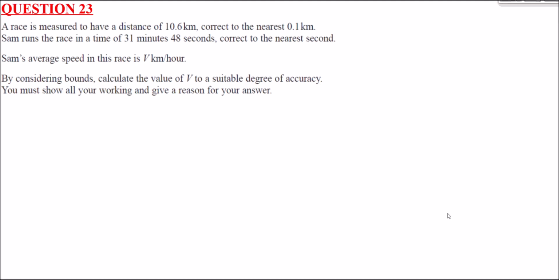Question 23, we're talking about bounds, upper and lower bounds. So a race is measured to have a distance of 10.6 kilometers, correct to the nearest 0.1 kilometers. And Sam apparently runs this race in a time of 31 minutes, 48 seconds, correct to the nearest second. So let's think about these in a bit more depth. The 2 bounds we need are a bound for the distance, an upper and lower bound, and we need to consider a bound for the time.